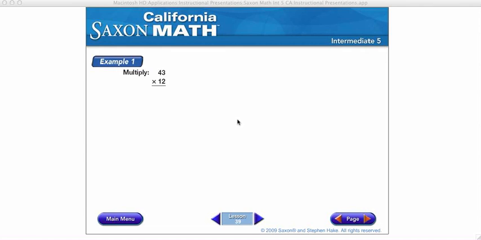All right, example 1, multiplying 43 times 12. You are, of course, going to write the original problem, and then I'm going to rewrite it. 43 times 12. Whenever you multiply by a two-digit number, you always start with the ones place, just like you were multiplying by a one-digit number. So 2 times 3 is 6, 2 times 4 is 8, and now I'm done multiplying by the ones digit.